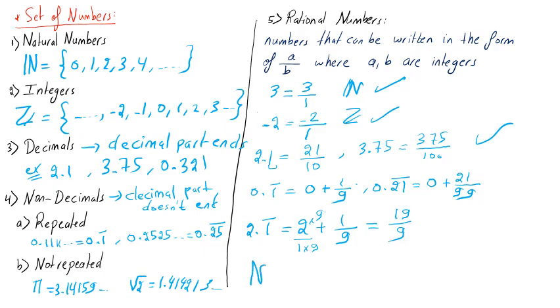Not repeated decimals can't be written this way. The not repeated decimals are not rational numbers. So rational numbers are first the natural numbers, the integers, the decimals, and the repeated. The not repeated are irrational numbers. We will see them in the next video.